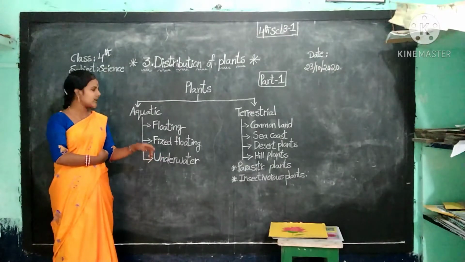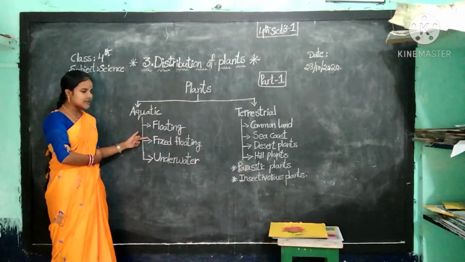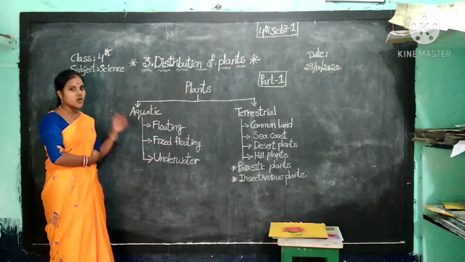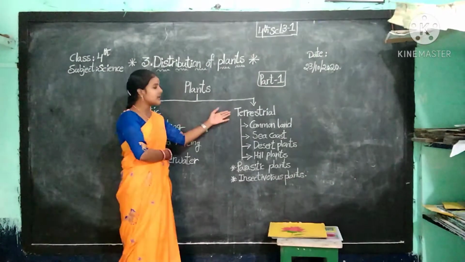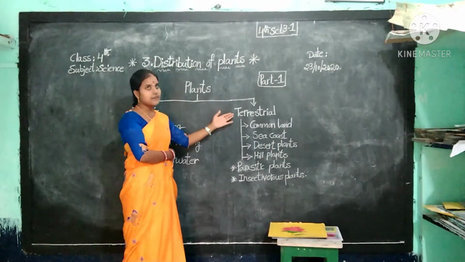Did you understand, children? Aquatic plants are divided into three types: floating, fixed floating, and underwater. I explained these three. Next one is terrestrial plants.